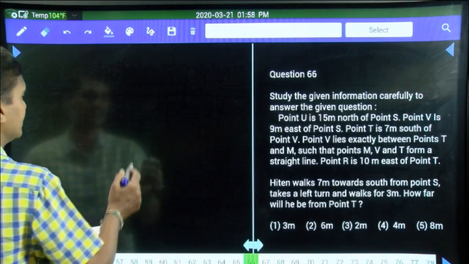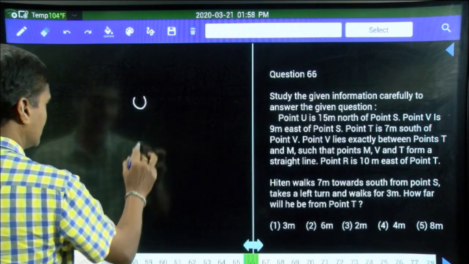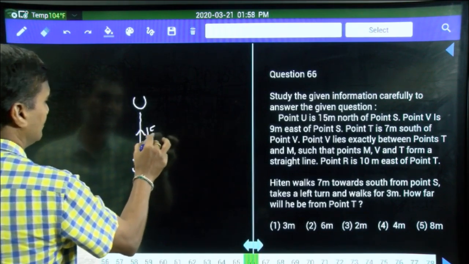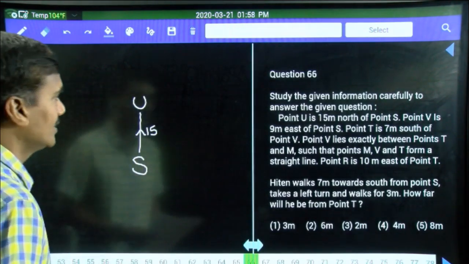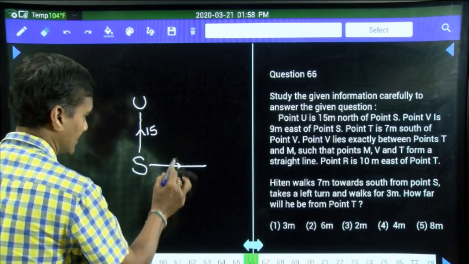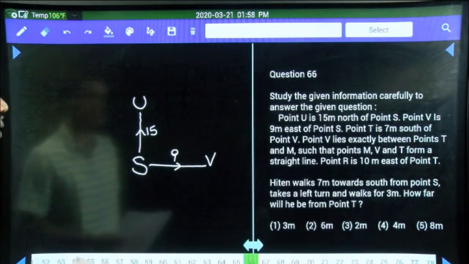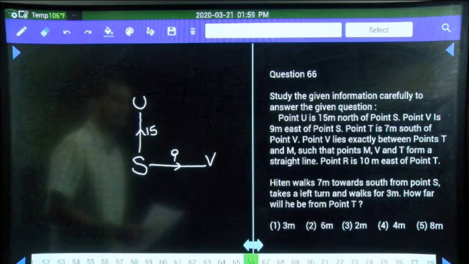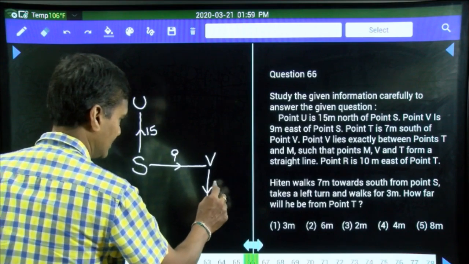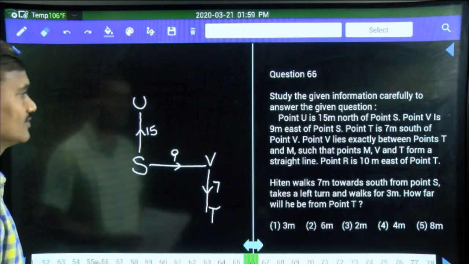Point U is 15 meters to the north of S. If S is here, U is to the north. What is the distance? 15 meters. V is 9 meters to the east of S. From S, 9 meters east, that is V. T is 7 meters to the south of V. Now 7 meters, T is here.